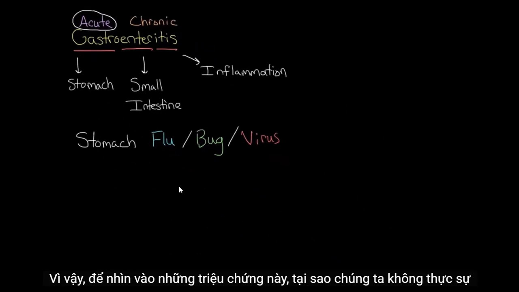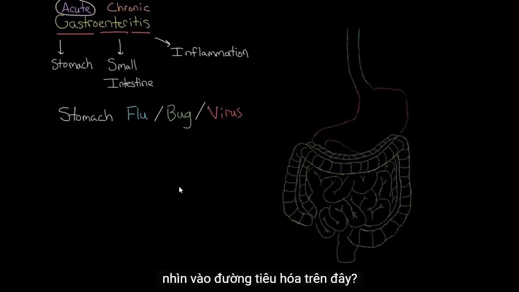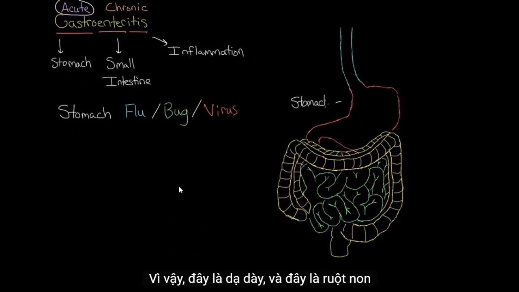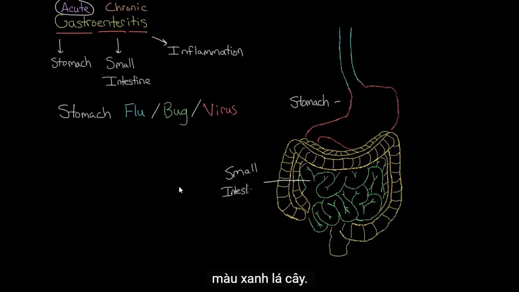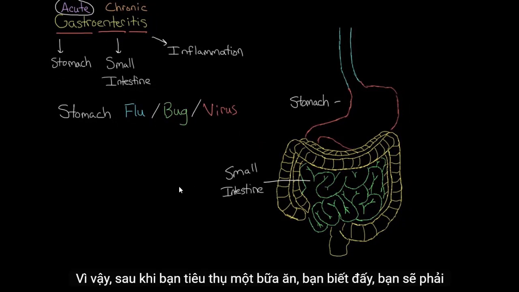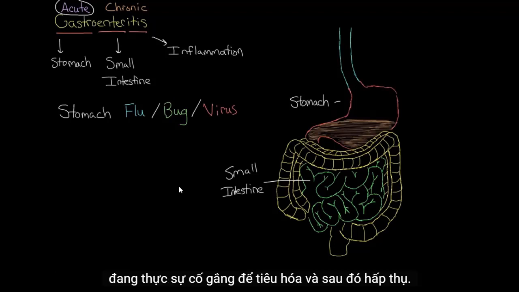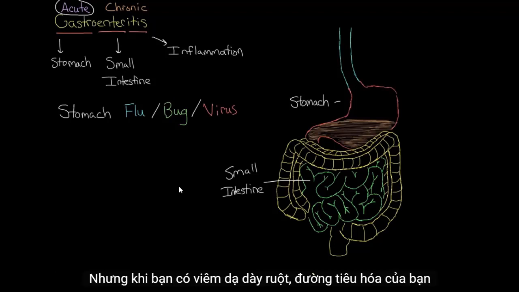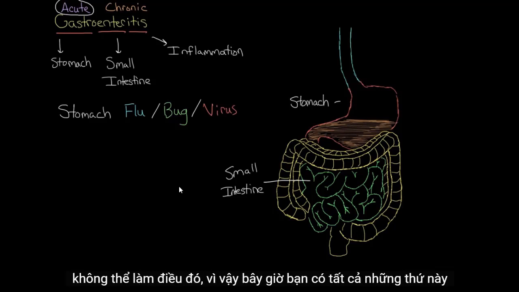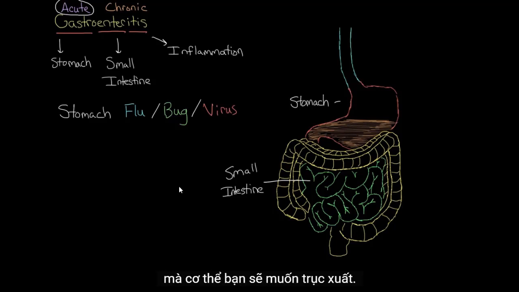So to look at those symptoms, why don't we actually look at the gastrointestinal tract over here. So here is the stomach, and here is the small intestine in green. So after you consume a meal, you'll have some stuff in your stomach that your digestive system is really trying to digest and then absorb. But when you have gastroenteritis, your digestive tract can't do that. So now you have all this stuff that your body is going to want to expel. So how is it going to do that?